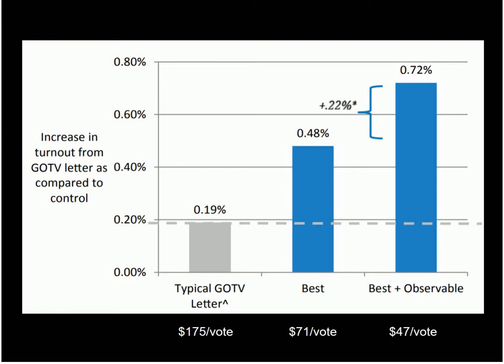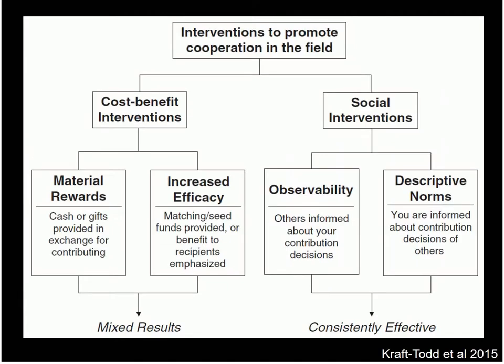So here's another piece of evidence that this very simple and subtle and totally free observability manipulation can have a big, economically meaningful impact on people's behavior. So that's the observability, some examples of observability. A little bit of social norms started sneaking in there, but now we're going to focus on more paradigmatic examples of descriptive social norms.